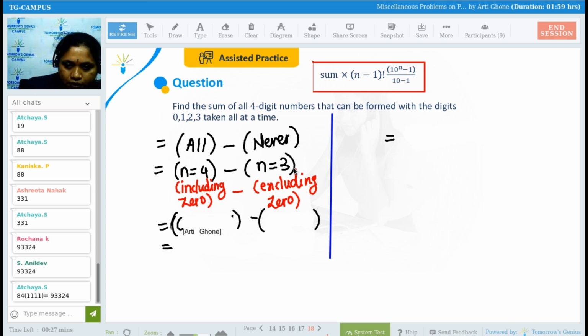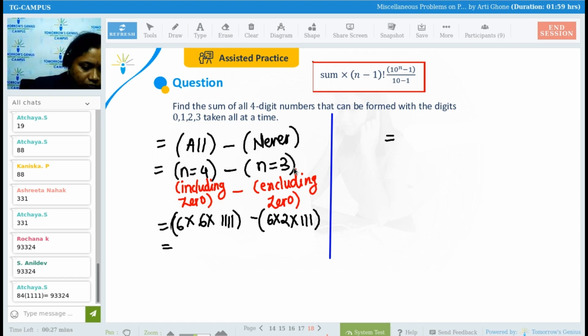First thing, this one is 6, fine. On both ends, this will be 6. N minus 1, 4 minus 1, that is 3 factorial, that is 6 into 1, 2, 3, 4. And here, n minus 1, that is 2 factorial, that is 2 into 1, 2, 3. Now just make it total.